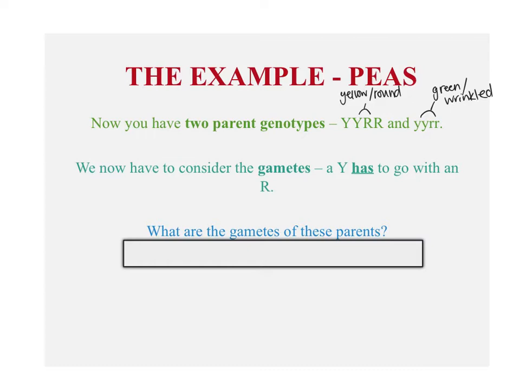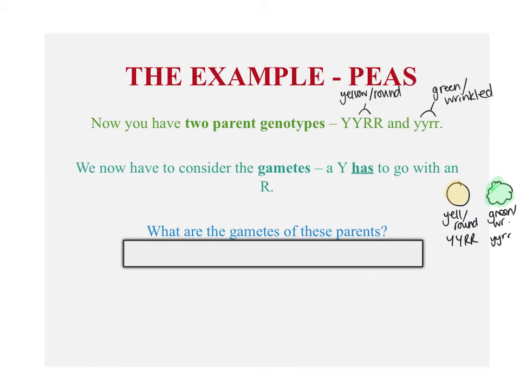Okay, now what I've got to do is consider the gametes, because remember when we're doing a Punnett square, we start off with our parents. So I've got a yellow round P, and a green wrinkled P, and I write out what they look like underneath. So yellow, round, green, wrinkled. And we know that the genotype for that parent is big Y, big Y, big R, big R. And the green wrinkled one is little y, little y, little r, little r.